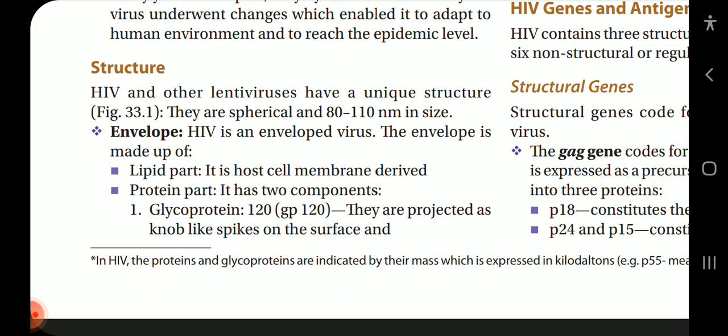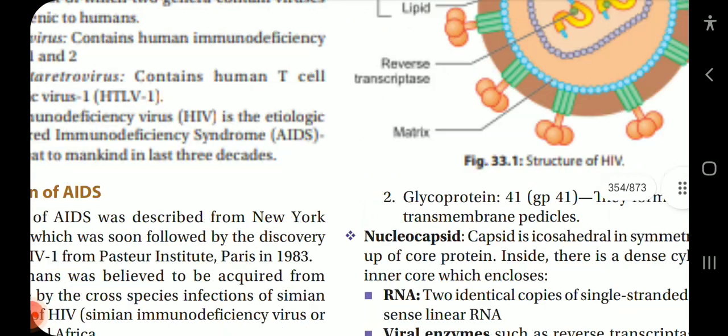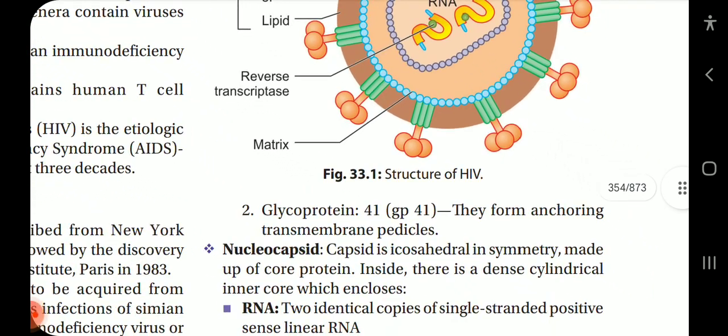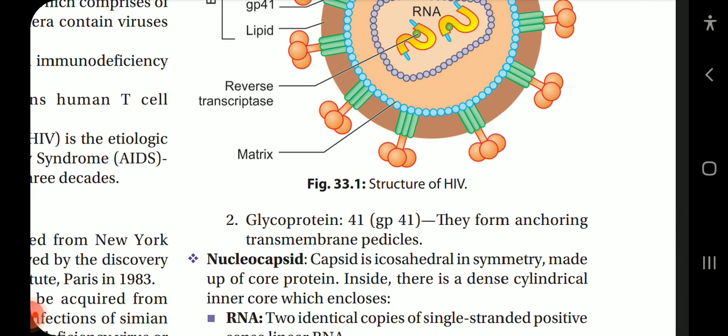Structure. HIV and other lentiviruses have a unique structure, as we'll see in the figure. They are spherical and 80 to 110 nanometers in size. Envelope. HIV is an enveloped virus. The lipid part of the envelope is host cell membrane derived. The protein part has two components: glycoprotein 120, GP120, projected as knob-like spikes on the surface, and glycoprotein 41, GP41, which forms anchoring transmembrane pedicles.